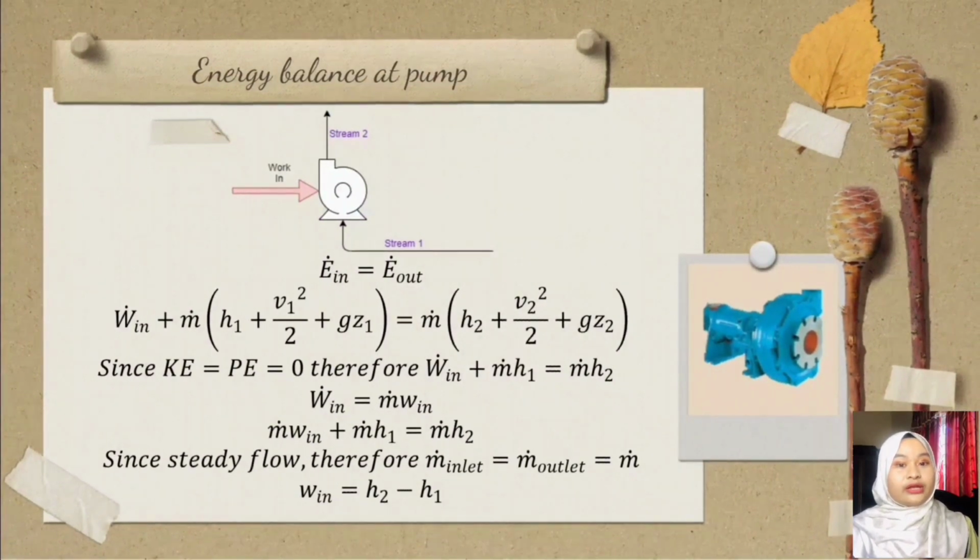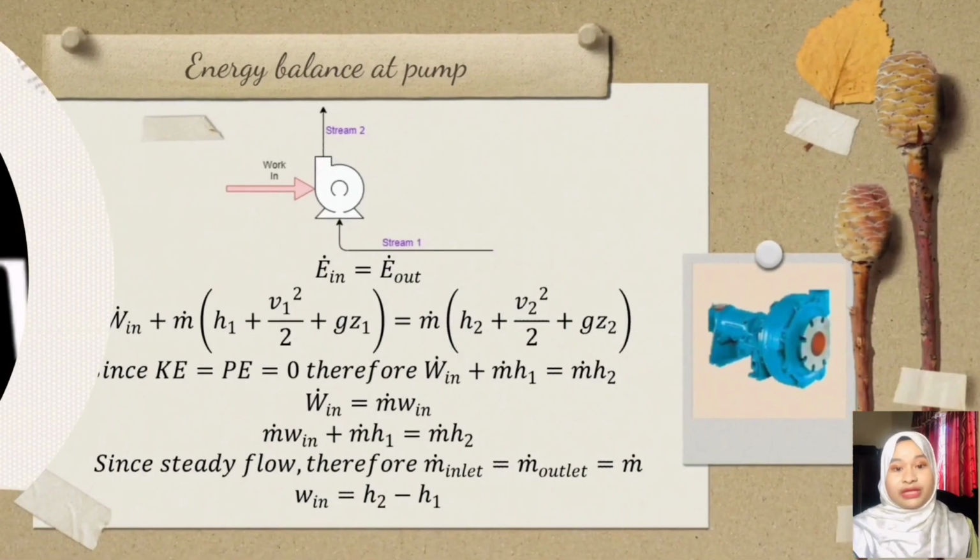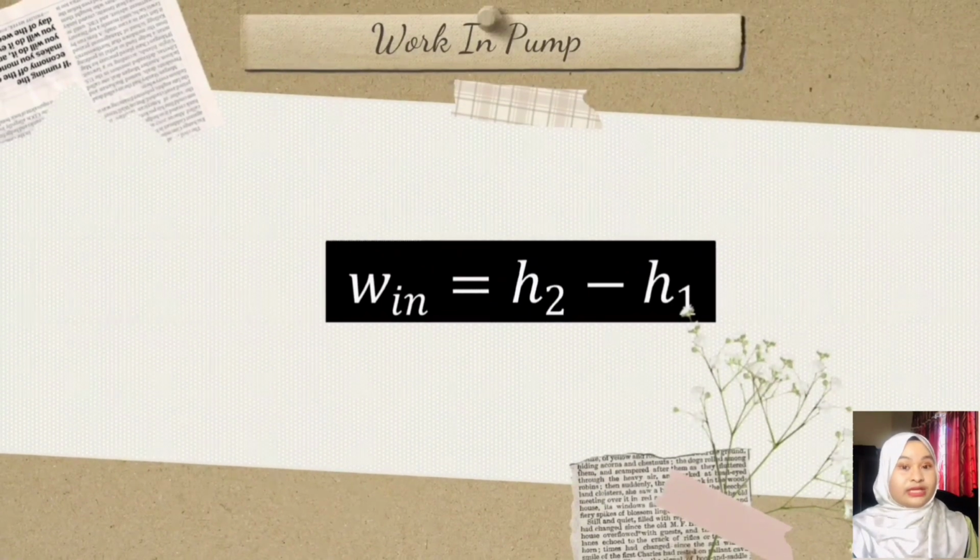To calculate the work in of the pump, the energy balance equation is used. Since the kinetic energy and potential energy of the pump is zero, we can exclude those parameters. We then use the equation above to calculate the work in of the pump. So, I will pass the next presentation to Nashwin.